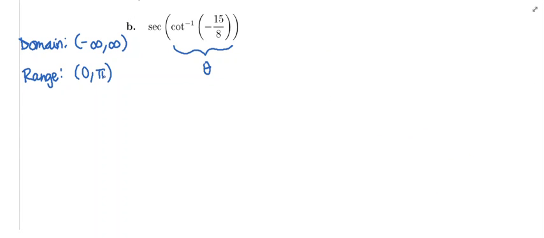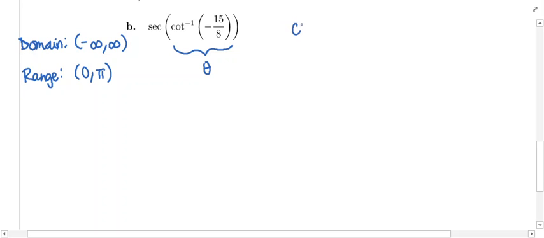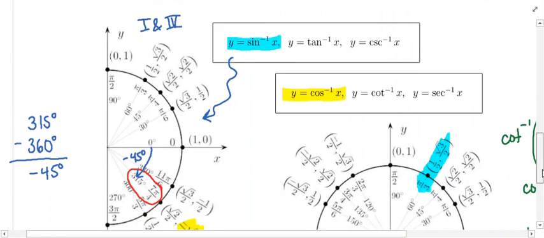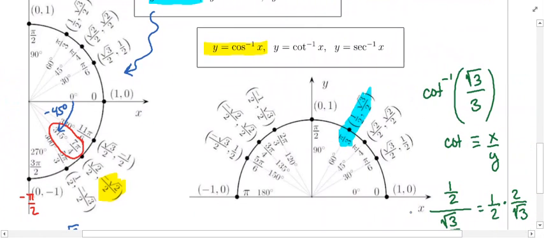So when we look at this, we're trying to translate the interior here: cotangent inverse of negative 15 over 8. This is the angle between 0 and pi whose cotangent is negative 15 over 8. When you jump to the unit circle and you're looking between 0 and pi for this particular angle, that corresponds to the top half of the unit circle.